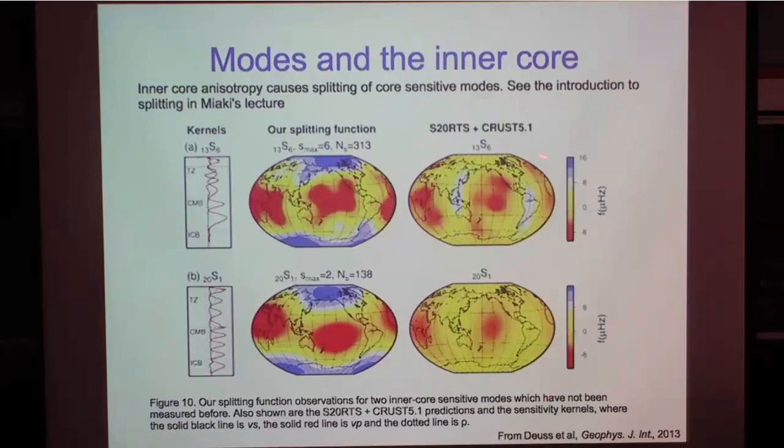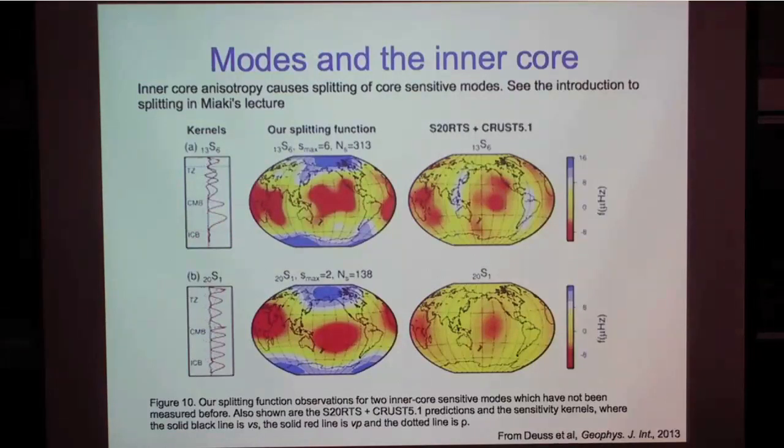And these are the predictions for those splitting functions if you only include mantle and crust structure. So I think even from the back of the room, everybody should be fairly happy that the splitting functions we see here do not look like stuff generated by the mantle and the crust. Even though the sensitivity of some of these modes to the inner core looks tiny, and this should slightly freak some people out, what these modes really, really see is this really big pattern in the inner core of inner core anisotropy.